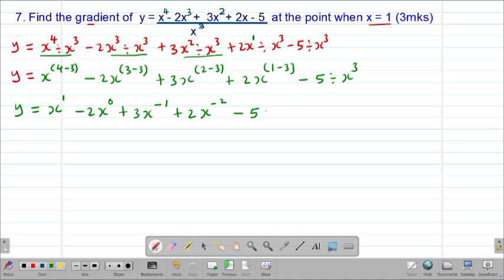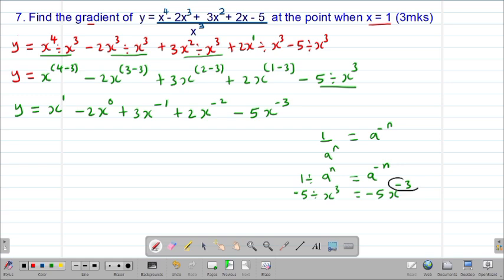Remember, this can still be written as multiplied by x power negative 3. From the laws of indices, 1 over a power n is the same as a power negative n. So what I've done here is, this is like negative 5 divided by x power 3, which will be negative 5 x to the power of negative 3, so the sign of the power changes to negative. That is why I'm having a negative here.